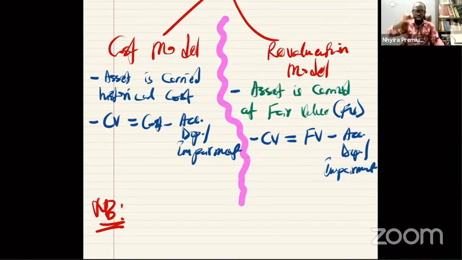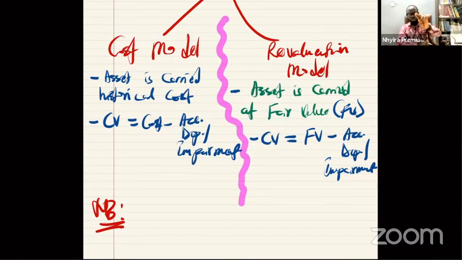However, when an entity can determine the fair value of the assets, then we can use the revaluation model. Now, to determine the fair value of an asset, we have to be in an active market, meaning there have to be buyers, there have to be sellers of that particular asset. So if we can determine the recoverable amount or the fair value of the asset, use the revaluation model. If we cannot determine the fair value of the asset, then we carry the asset at its historical cost, so the cost model.